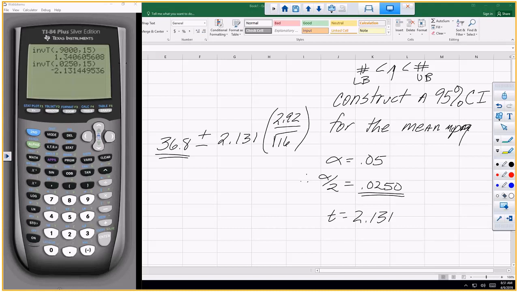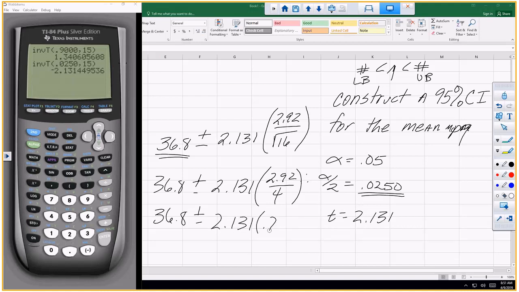Well, you have to do the math. Now, I think all y'all can do the square root of 16 in your head. Please do not type that in the calculator. 36.8 plus or minus 2.131 times 2.92 over 4. Now, somebody give me 2.92 over 4, please. It's going to be around 0.75, 0.74, what is it? 0.73. Now somebody multiply 0.73 times 2.131.